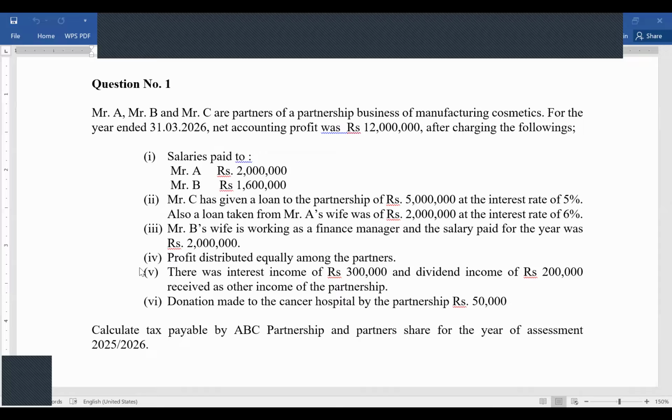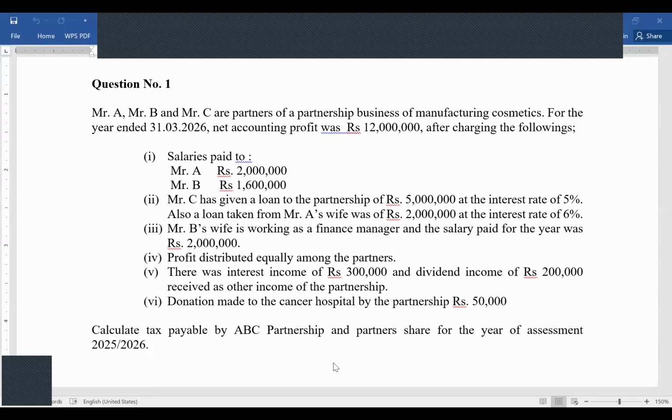So, we have a separate partnership agreement. There may be a partnership agreement or not. There can be a written agreement or not. But they have a specific profit distribution ratio, that is equally. There was interest income of 300,000 and dividend income of 200,000 received as other income of the partnership. Donation made to the cancer hospital by the partnership, that is 50,000.